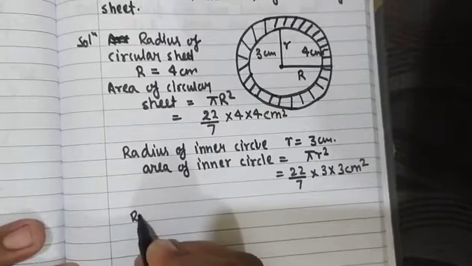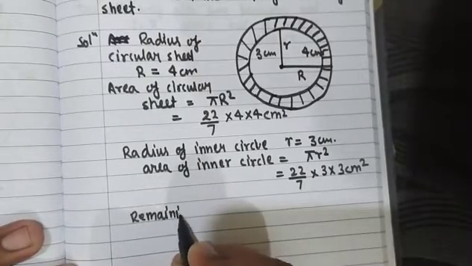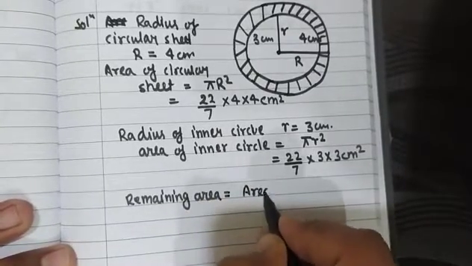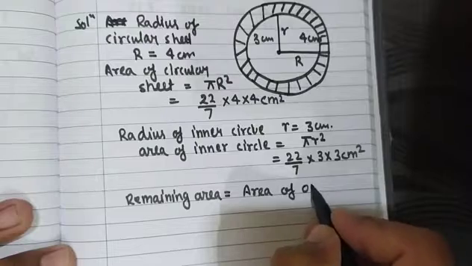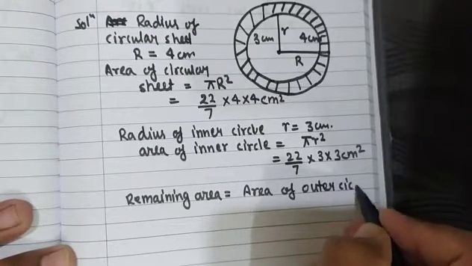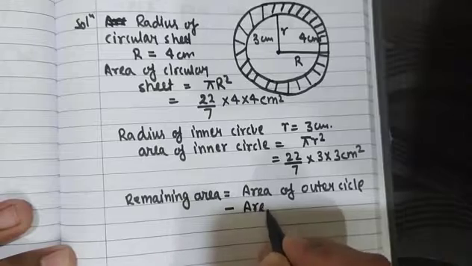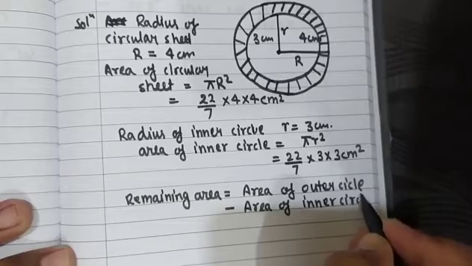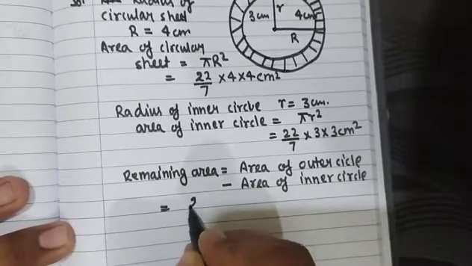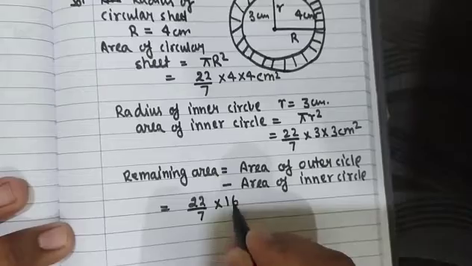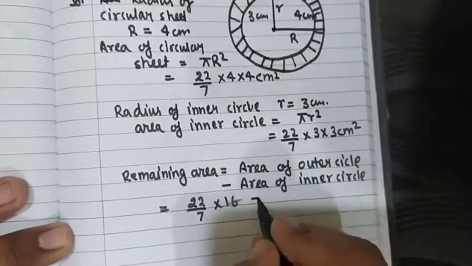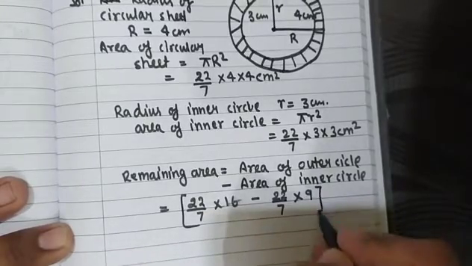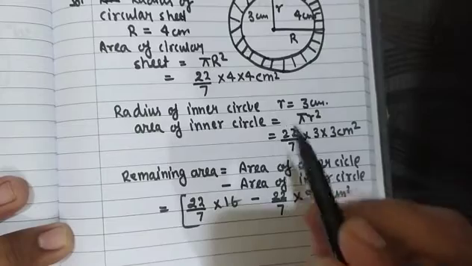So remaining area will be equal to area of outer circle minus area of inner circle. So it will be 22 over 7 into 16, this one, minus 22 over 7 multiplied by 9, and this is the area of this shaded part.